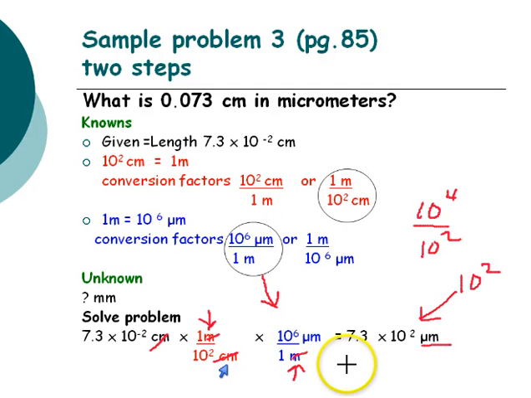So this would be the answer, 7.3 times 10 to the second micrometers. So again, 2 steps. I have 1 step in red, 1 step in blue. First step, I'm converting centimeters to meters. Second step, I'm converting meters to micrometers.